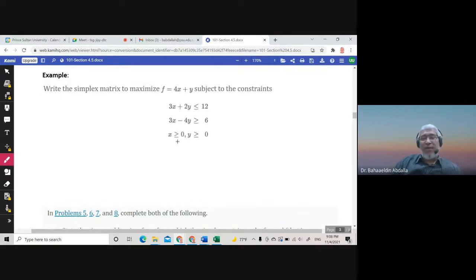Write the Simplex matrix to maximize this function subject to these constraints. First, I will check the constraints. The first one is okay, it's less than or equal to. The second one is greater than, so I will multiply by a negative sign. To write the Simplex matrix, I introduce the slack variables. So 3x plus 2y plus s1 equals 12.